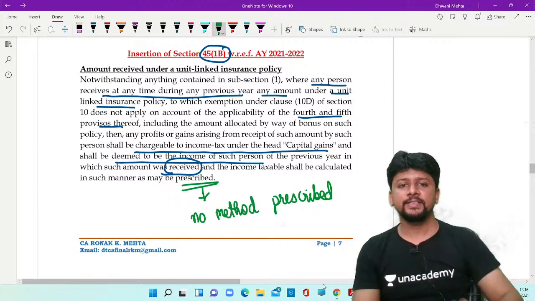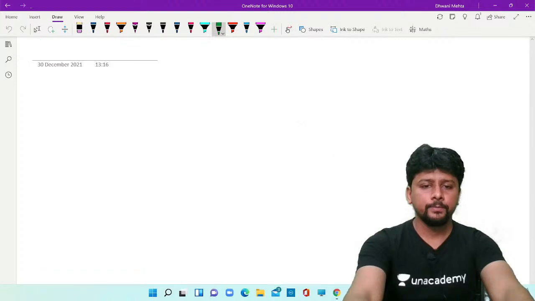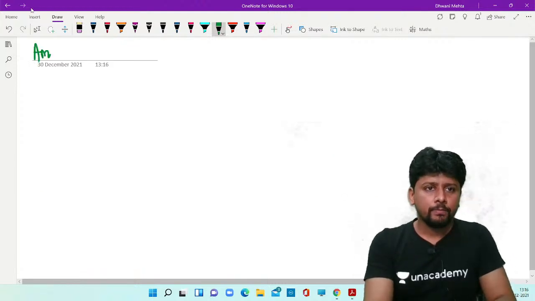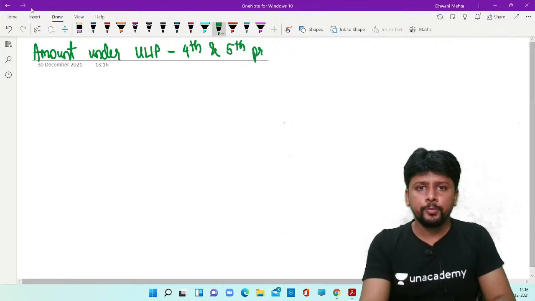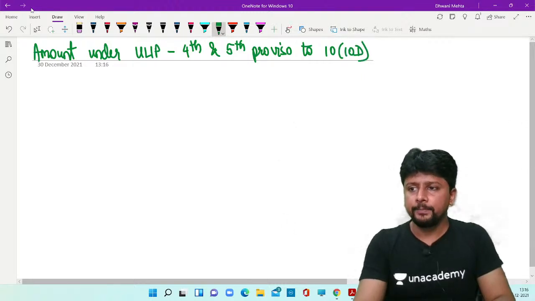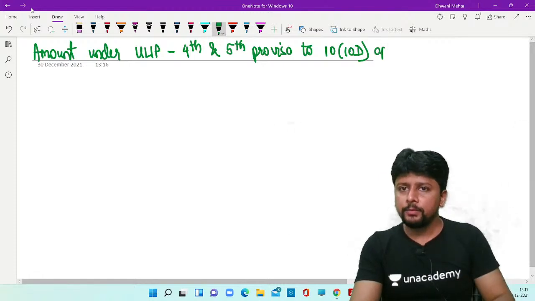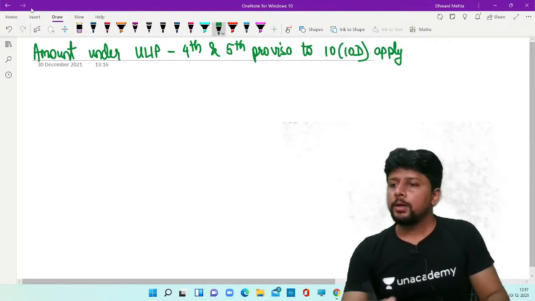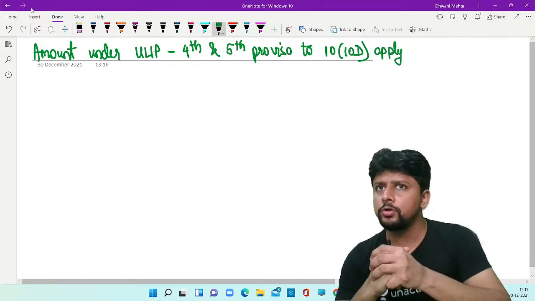Then how do we find the taxable thing? Okay, there is a solution. We can still find the amount taxable. Observe this. Amount under a unit linked insurance policy where fourth and the fifth proviso to section 10(10D) apply. Units of ULIP are not included in the definition of transfer if it is received by government under section 2 clause 47.